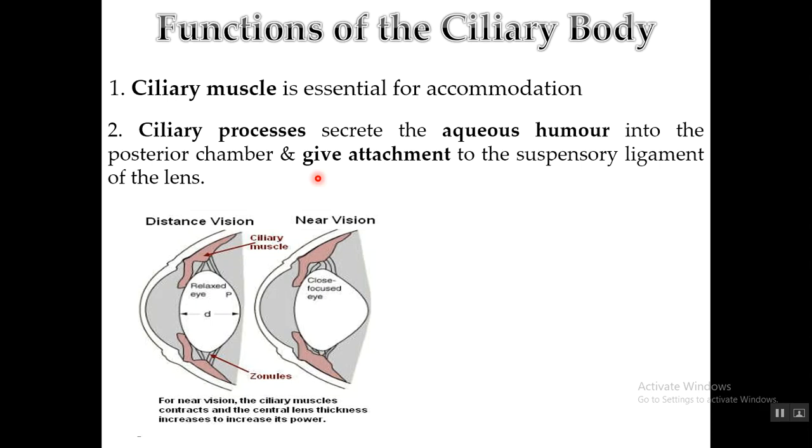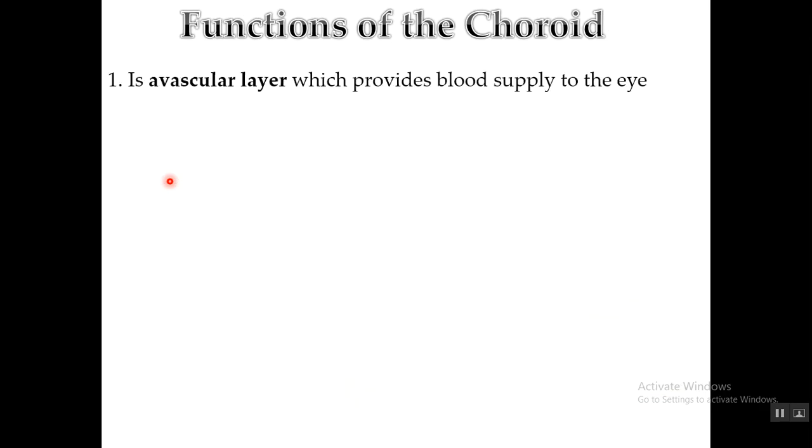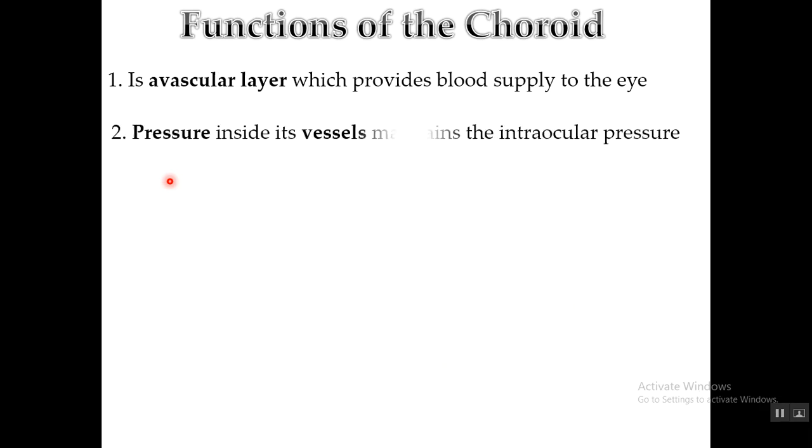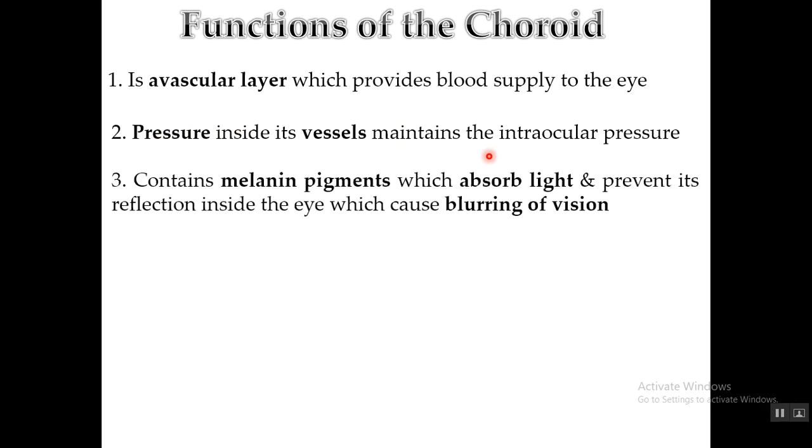Number 2, the ciliary process secretes aqueous humor in the posterior chamber and gives attachment for the suspensory ligament of the lens. Okay, this is the ciliary body. What about the choroid? The choroid is a vascular layer, which provides the blood supply for the eye, and the pressure inside the vessels will maintain the intraocular pressure.